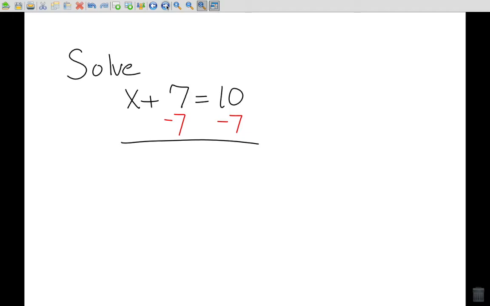So when I subtract 7 from the left side, I'm actually going to circle it, makes it look like a 0 that's there. What remains on the left side is x. Well, technically x plus 0, but adding 0 doesn't change it, so we don't even need to write it. And then when we subtract 7 from the right side, we get a 3. Therefore, x is equal to 3.